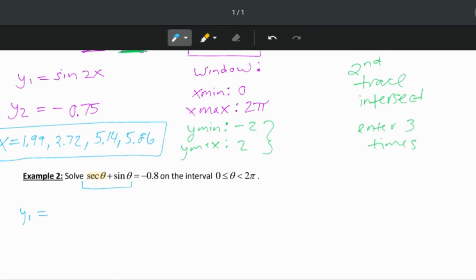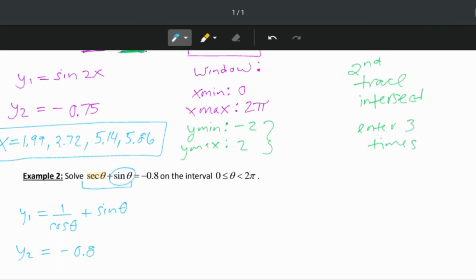Remember, secant is the same thing as 1 over cosine. So I would type that in as 1 over cosine, plus sine is definitely okay. We can just type that in as sine. And then in y2, we're going to type in negative 0.8.